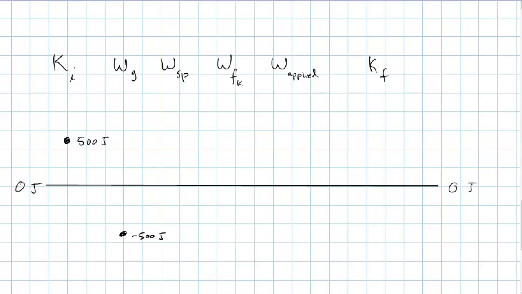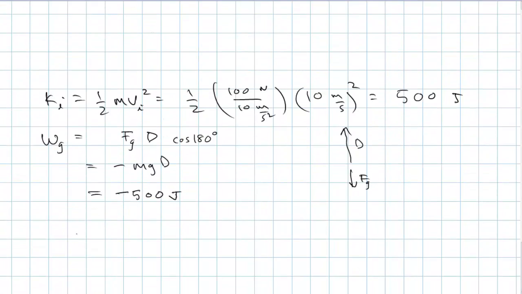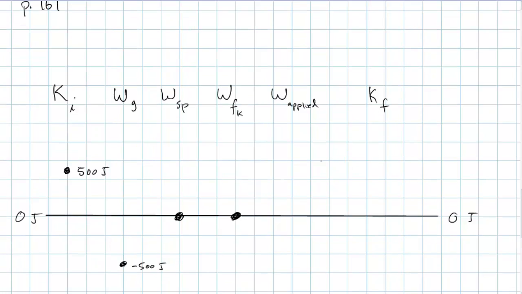Do we have any springs in our system? No, we don't. So they don't do any work. We don't have any friction in our system. We do have an applied force. We're pushing with 80 newtons over a distance of 5 meters, and we have a cosine of 0 degrees. So we're adding 400 joules of energy.